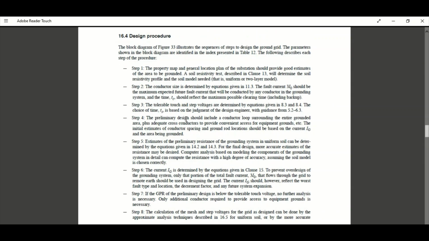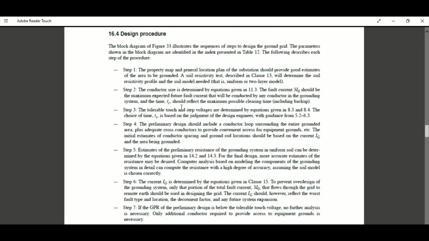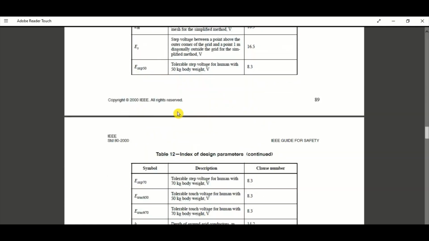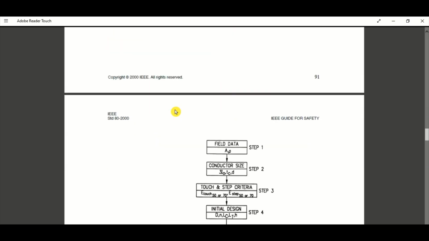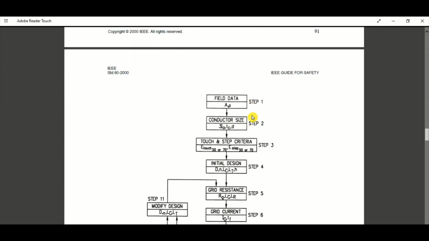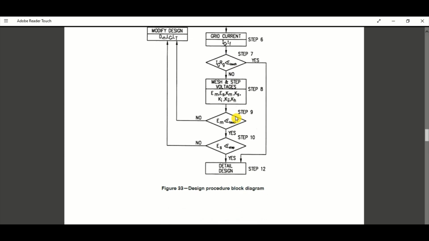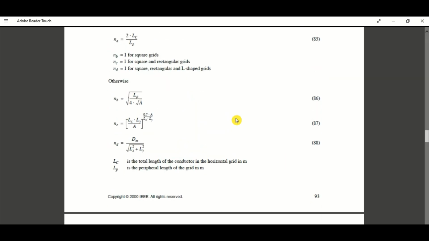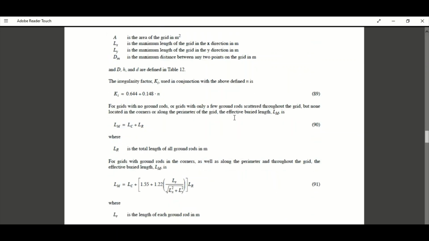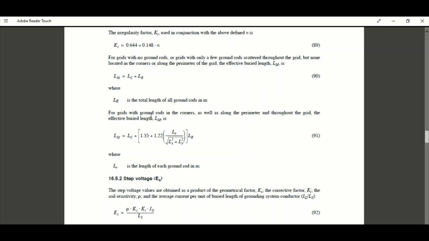And this is the algorithm of how to design the earth grid. This algorithm flowchart is written here. This is the mesh voltage. Yeah, this is the algorithm step by step. So this is the thing I was talking about.